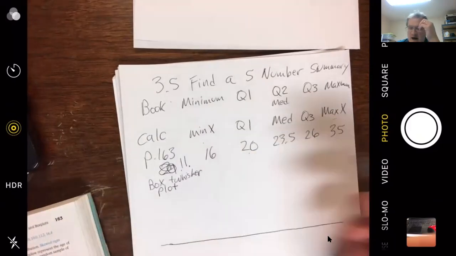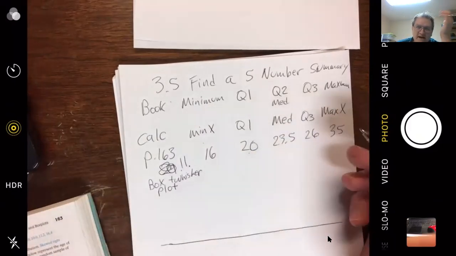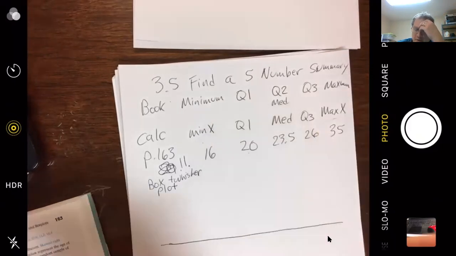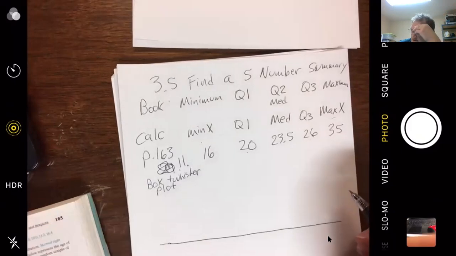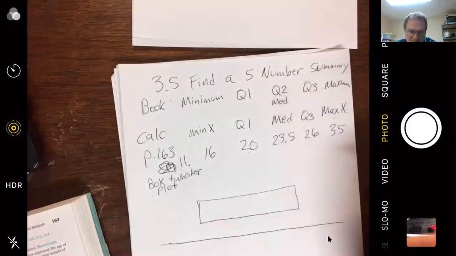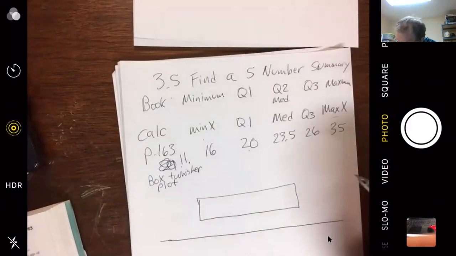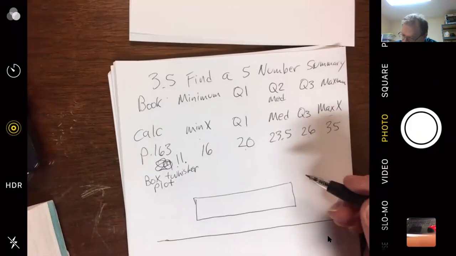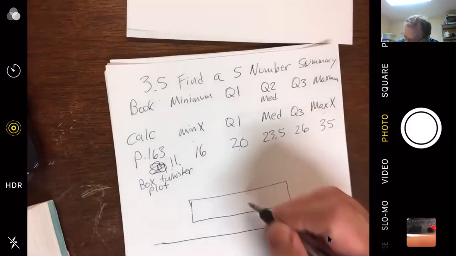The problem is you're going to have to copy it down anyway. So I usually don't. It is a bit of a project to get it to do it. So I usually just do that by hand. Okay. And so, yeah, I draw, guess what? A box. Who knew that I draw a box on a box and whisker plot? And then I stick a line in the center.